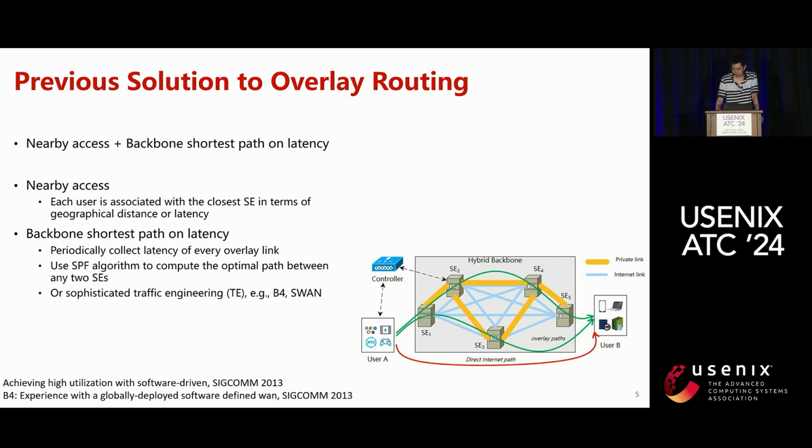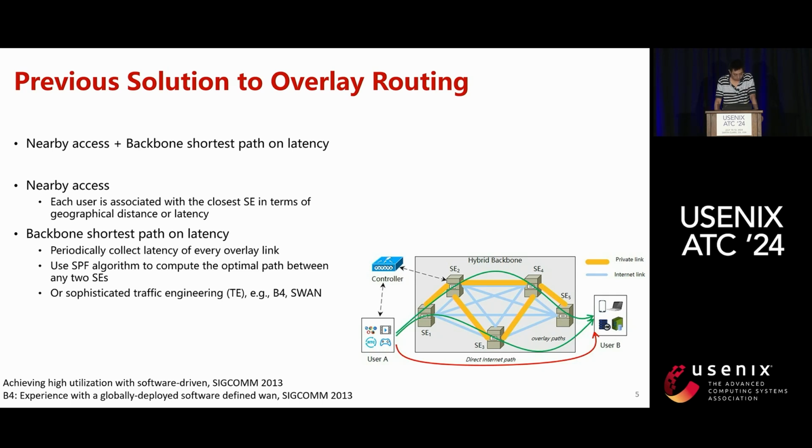On top of the overlay network, many overlay routing schemes have been proposed. Our previous, traditional solution is what we call nearby access and backbone optimization. By that, I mean each user is associated with the closest SE in terms of distance or latency. For example, in this figure, user A will be associated with SE1, and user B will be associated with SE5, and they will find the shortest path in the backbone.